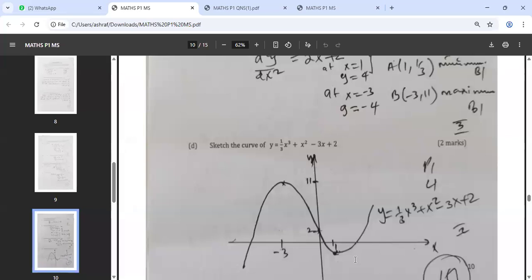Then of course the minimum and the maximum. So from the nature, we know which is the maxima and which is the minima. And then of course you write the equation of the curve.